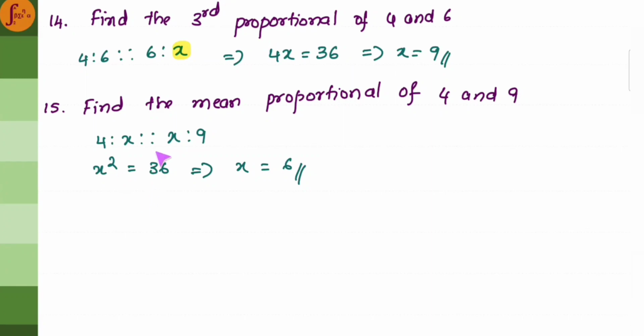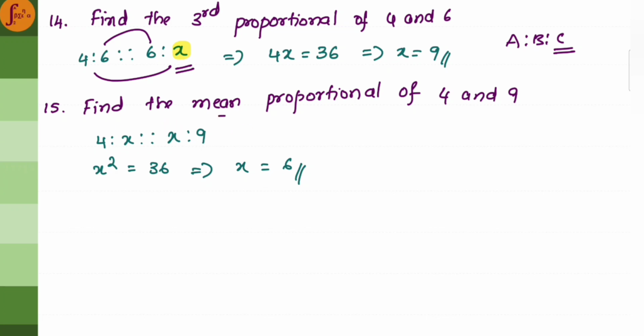These are all 1 markers that came from the previous papers. Find the third proportional. Third proportional is nothing but you have to find the fourth number. That is, A is to B is to C. You have to find C. The last number is what you have to find. 4 is to 6 is to 6 is to x, right? So 4x is 36, x is 9.